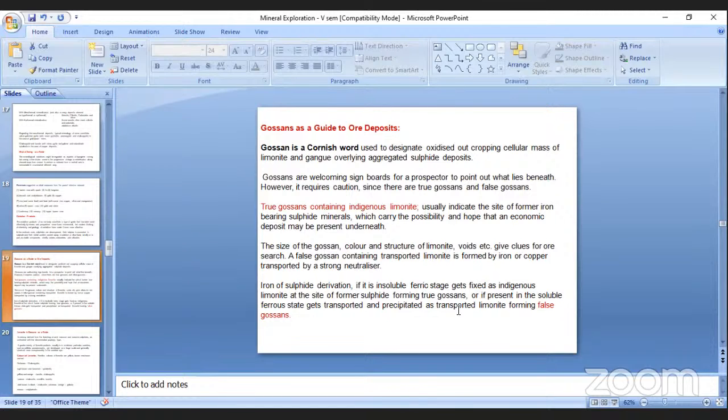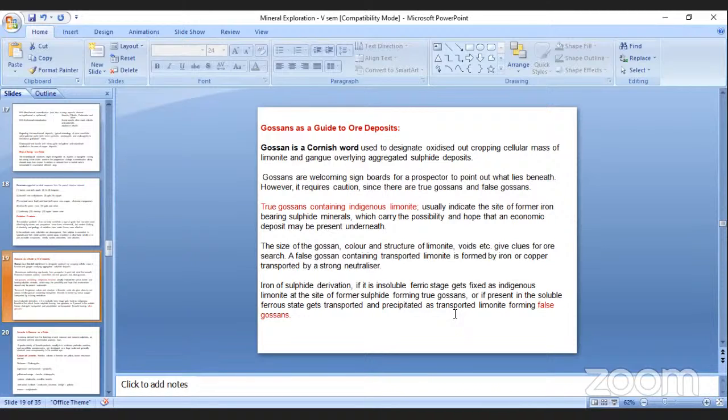The soluble ferrous state gets transported and precipitated as a transported limonite, and it is forming as a false boxwork. So we can clearly say, based on the above two statements, the true boxworks which have the voids and the structures of limonite on their body indicate iron or copper deposits.